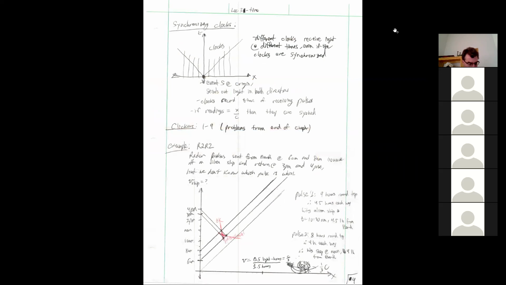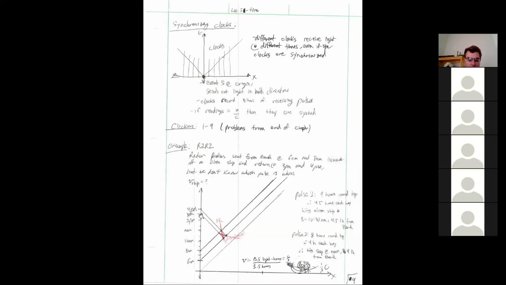Okay, so let's look at another problem from the book, not one of the 2-minute problems. We have 2 radar pulses sent from Earth at 6 a.m. and 8 a.m. And they bounce off of an alien ship and return at 3 p.m. and 4 p.m. But we don't know which pulse is which. We just know that there's a pulse leaving Earth at 6 a.m. So the world line of that pulse looks like this. And there's a pulse leaving at 8 a.m. So its world line looks like that.